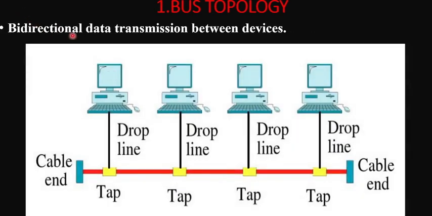Next is bidirectional data transmission between devices. Suppose these are the computers A, B, C, D. Computer A can send data to computer B. Computer B can also send data to computer A. Both can send and receive. So it is bidirectional: data can be sent in both directions.